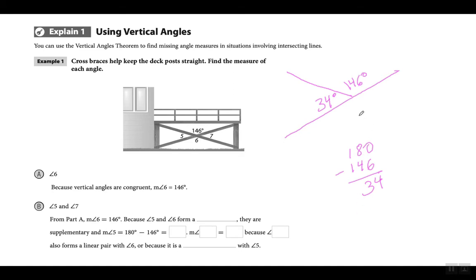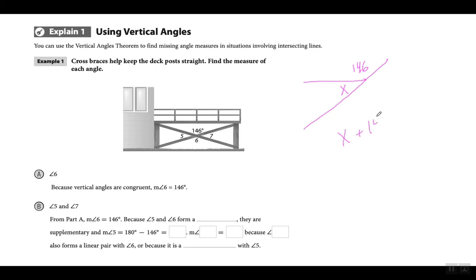Another way to think about it is like this. Here's another way to think about it for the people that may not see it, right? Sorry, I'm not drawing it that beautiful here, but if this is 146 and this is x, okay? X plus 146 has to equal 180 because this is a straight line.